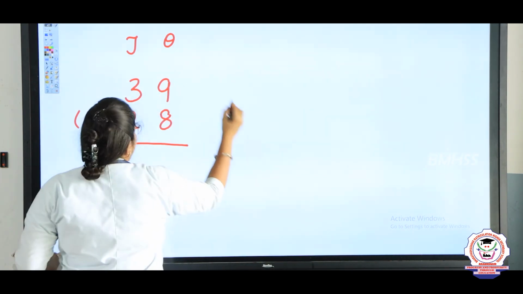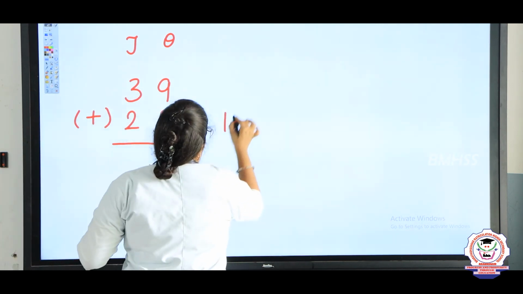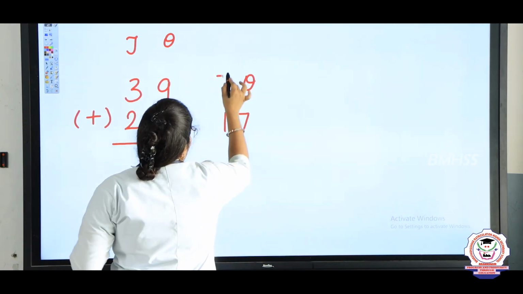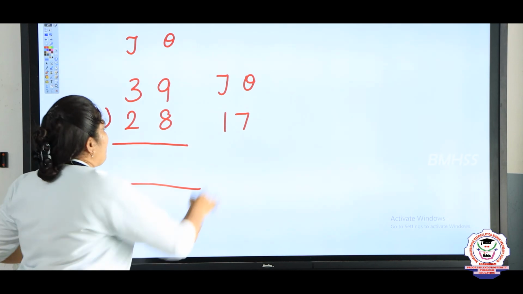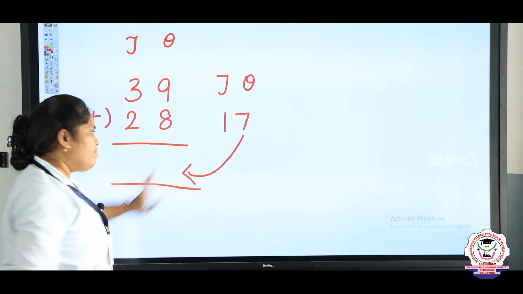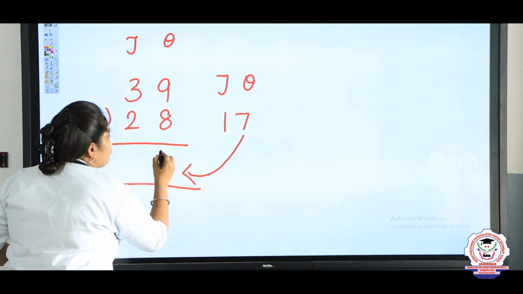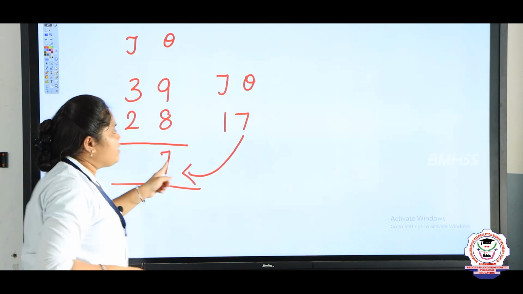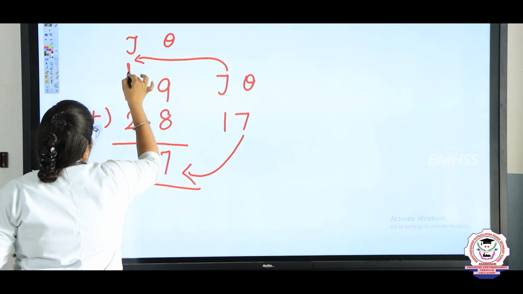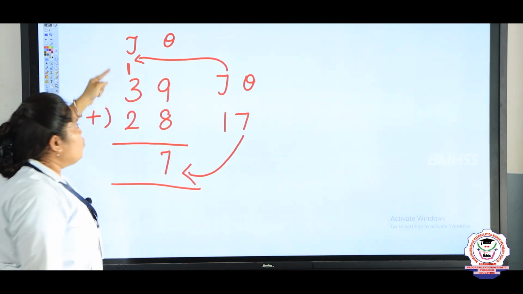So first write this number. What number did we get now? Very good, 17. So write ones place and tens place value here. Ones place value should go to the ones place. In 17, 7 is the ones place value. So write 7 in the sum place here, and the tens place value should go to the tens place value number here.